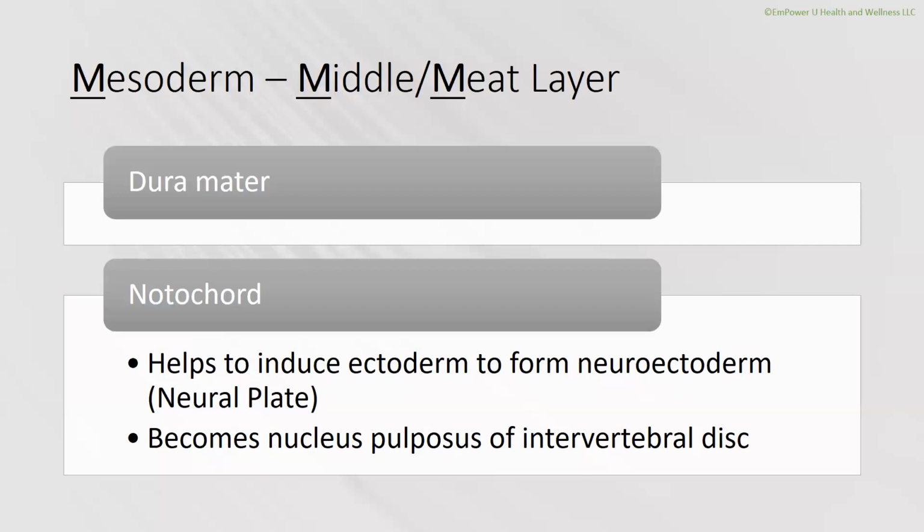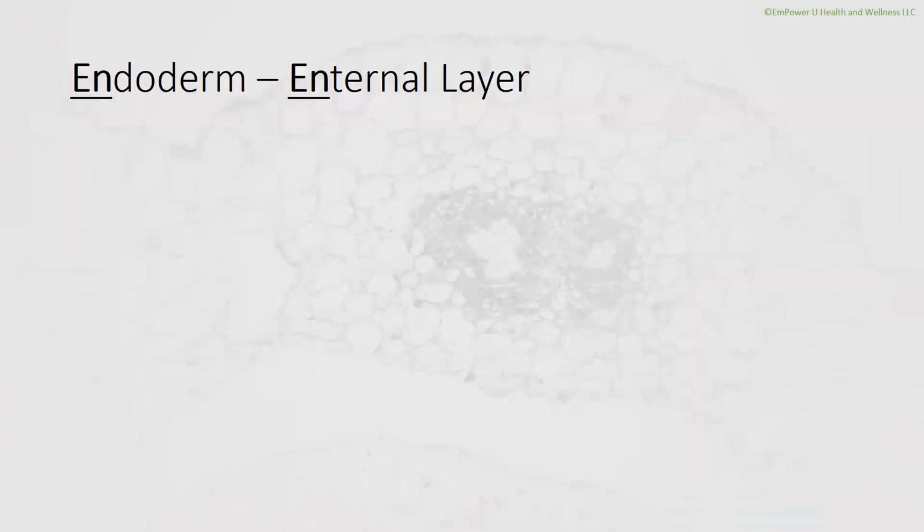It doesn't have a lot of function or structure once we become adults, but it is really important in starting our nervous system development, which is one of the first organ systems that develops. So if we don't have proper notochord development from the mesoderm, we won't have necessarily proper neural tube development or neural plate development, which means our nervous system might have malfunctions or congenital malformations. And the last layer is the endoderm.